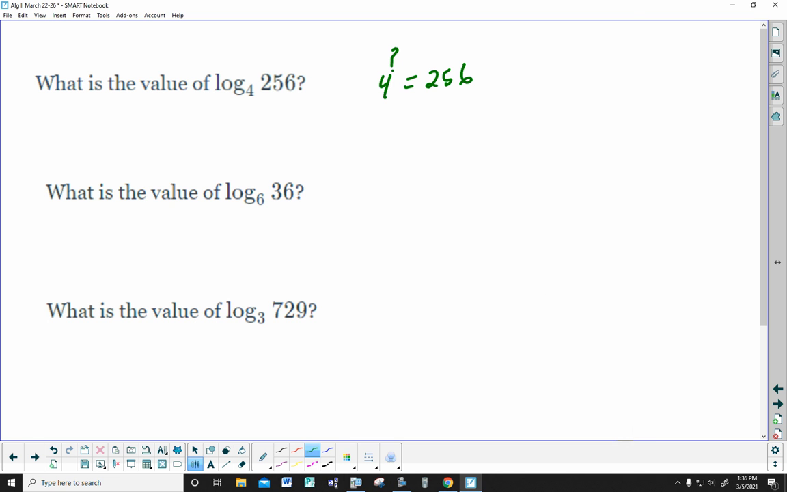There we go. So the answer is 4, because 4 to the 4th gave us 256.